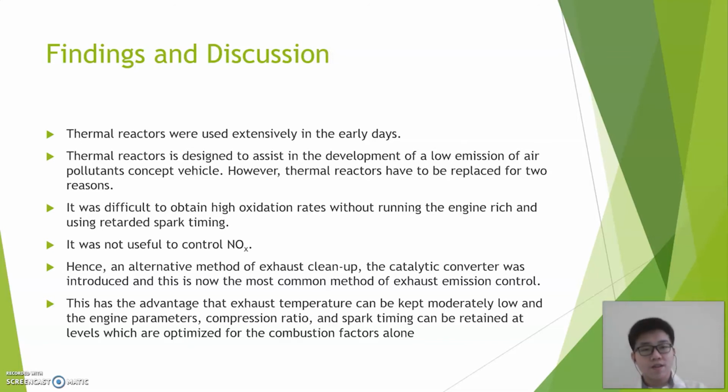The catalytic converter was introduced, and it is now the most common method for exhaust emission control. This has the advantage that the exhaust temperature can be kept moderately low, and the engine parameters, compression ratio, and spark timing can be retained at levels which are optimized for the combustion factors alone.